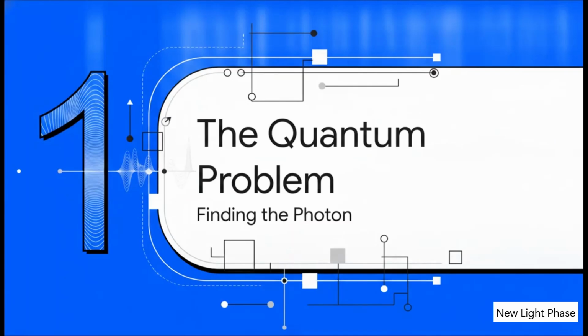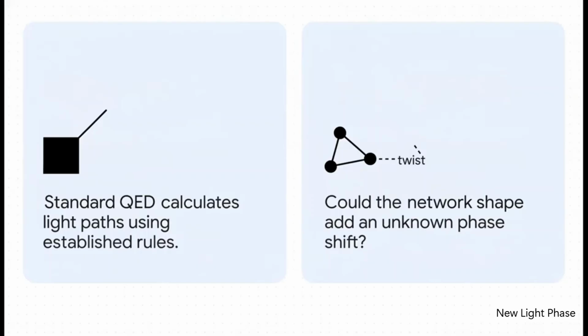Starting with part 1, the core quantum problem, finding the photon. So before we can talk about what might be new or hidden in the physics world, we really have to establish the baseline of what we already know about light. Standard QED physics is basically our established rulebook, and it's incredibly good at calculating how light bounces off mirrors, passes through glass, or bends inside a lens.